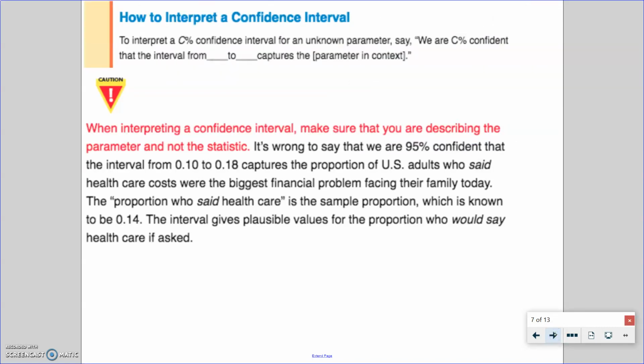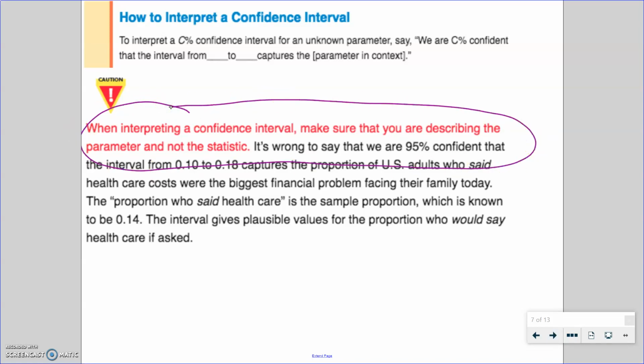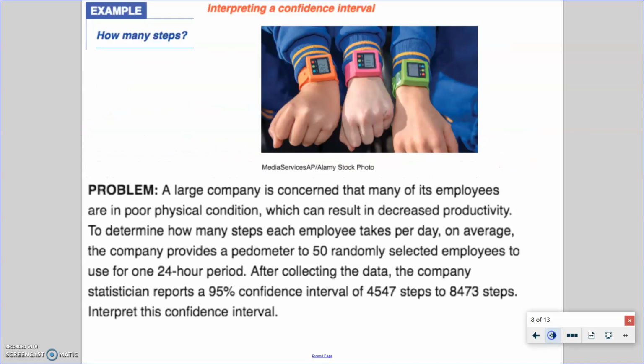One thing to be careful about, by the way, when you're interpreting a confidence interval, make sure you're describing the parameter and not the statistic. We are using the statistic to estimate the parameter. We are using the x bar to estimate the true mean, or mu. We are using this p hat to estimate the true p, okay?